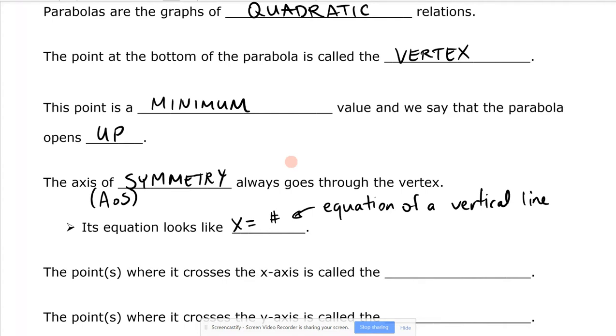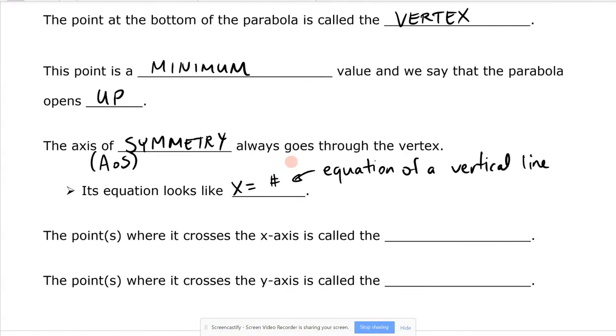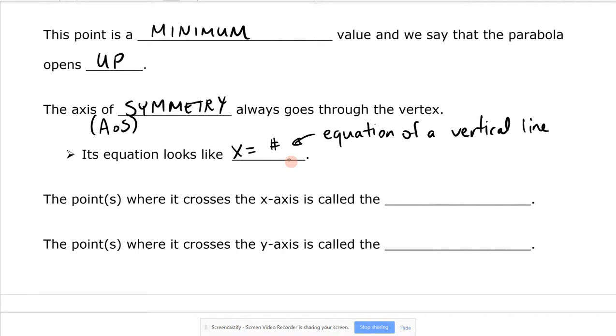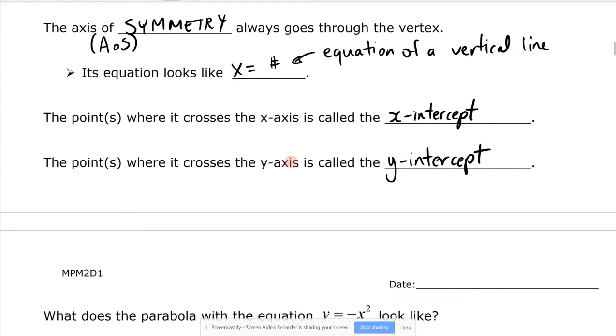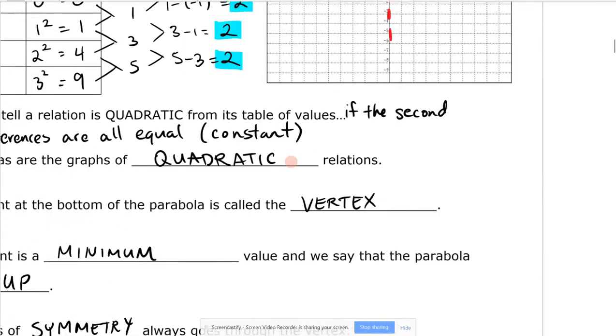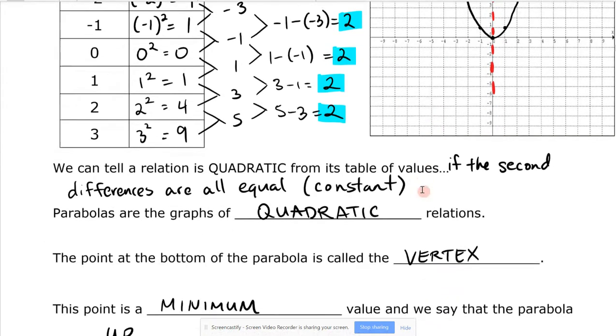Okay, and we have another couple of points here. Where the points on the parabola cross the x-axis, we call that an x-intercept. And where the points cross the y-axis, we call that a y-intercept. It just so happens that on this parabola, the vertex is also an x-intercept and y-intercept because it crosses the x and y-axis at that point. Now, not all parabolas will be like that. Your vertices don't have to be x and y-intercepts. They could change as well.